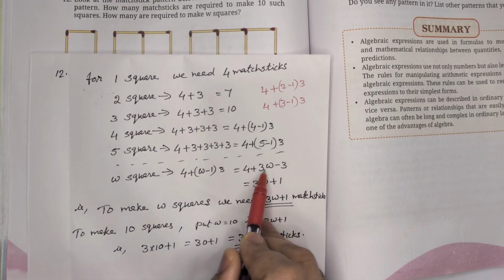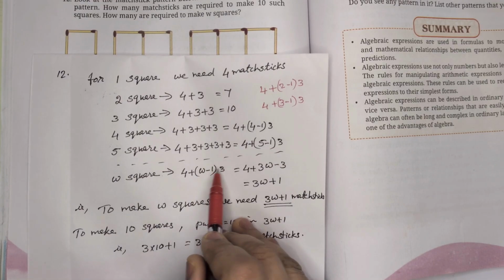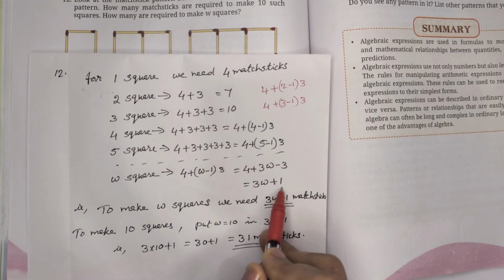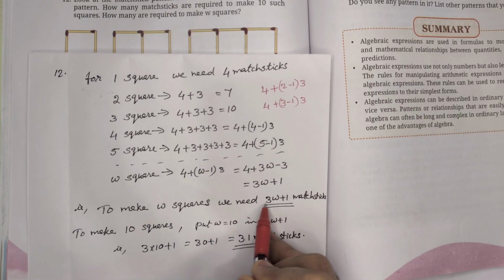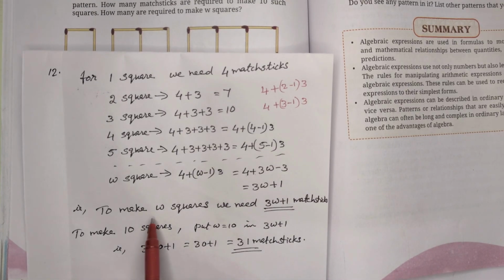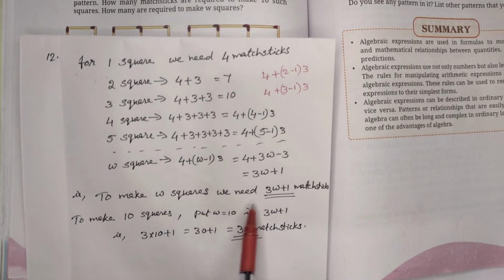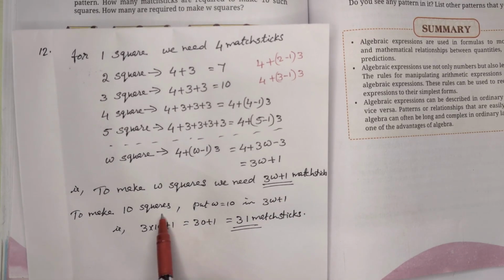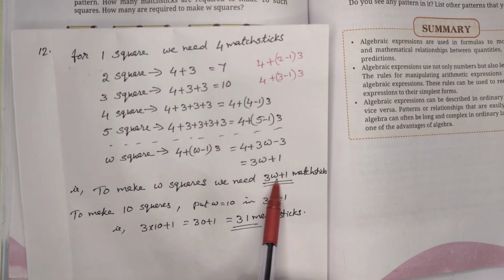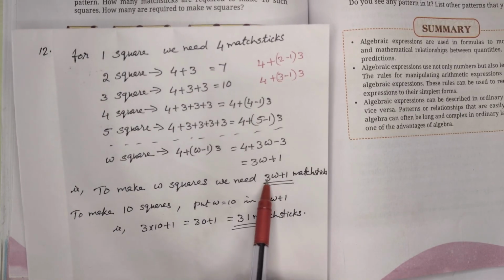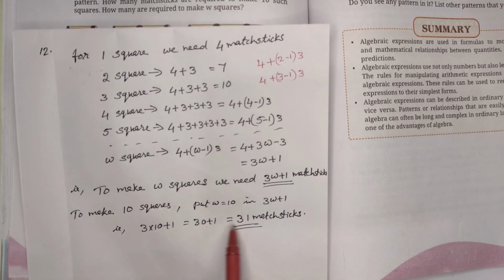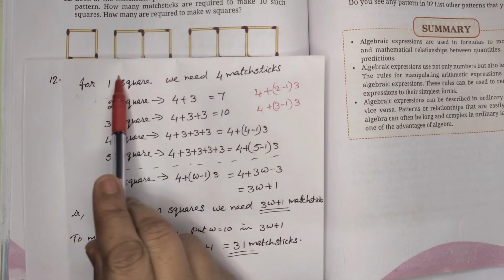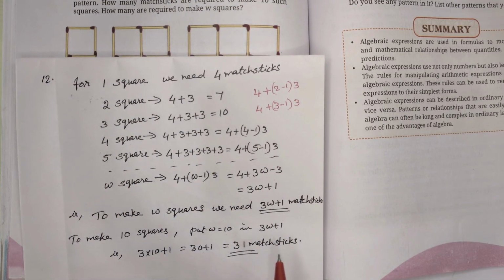That means 4 plus, open the bracket, 3W minus 3. So 4 minus 3 is 1, giving 3W plus 1. So in general, to make W squares, we need 3W plus 1 matchsticks. To make 10 squares, put the value of W as 10: 3 into 10, 30 plus 1, 31 matchsticks required. So this is the rule, 3W plus 1, in general, to make this pattern.